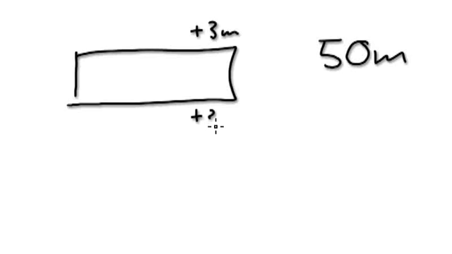So basically, have a guess. Remember, our rope is 50 meters long, and the long sides are 3 meters longer than the short sides. So somehow figure it out, pause it. You could sit there and guess, or you could use algebra. So press pause and have a go. Remember our rope is 50 meters long.